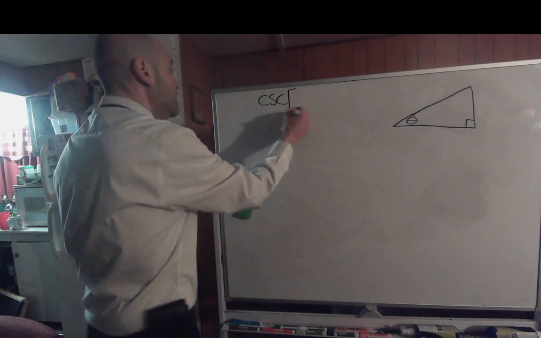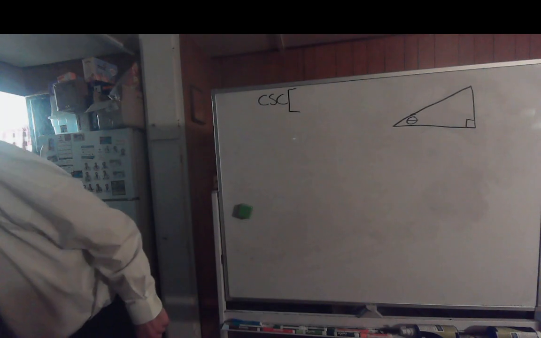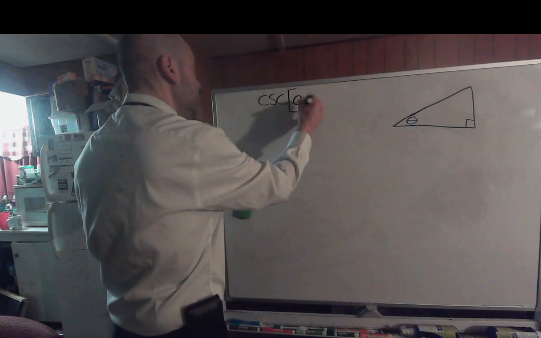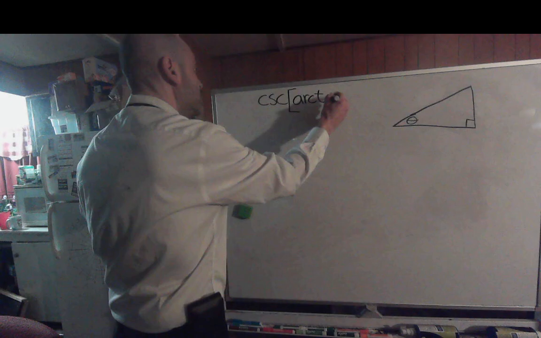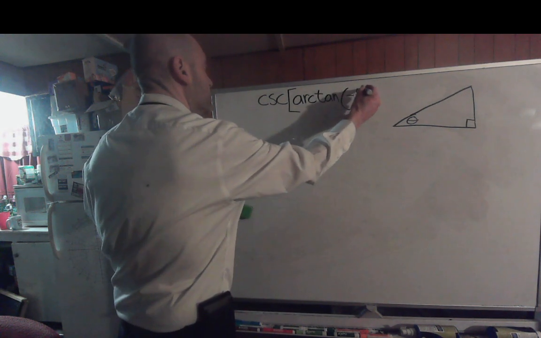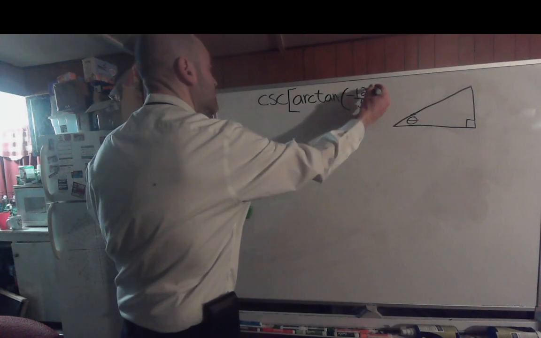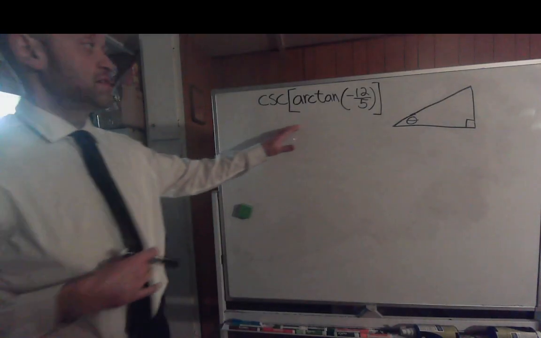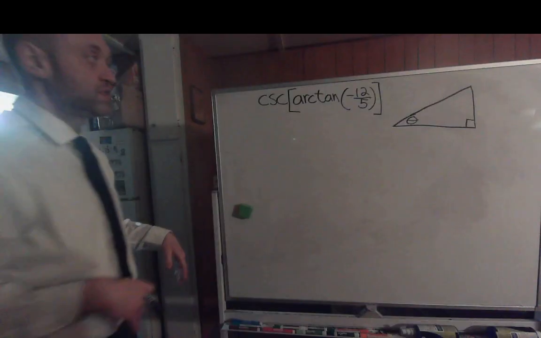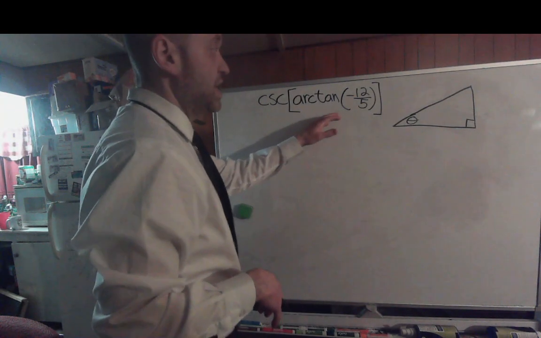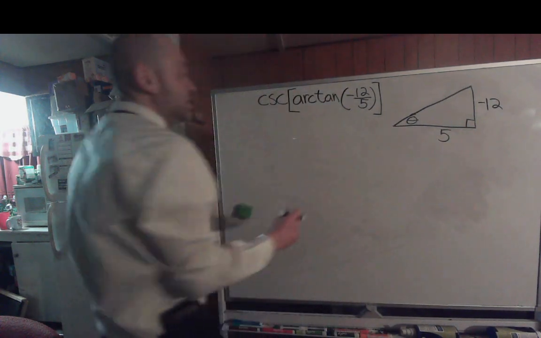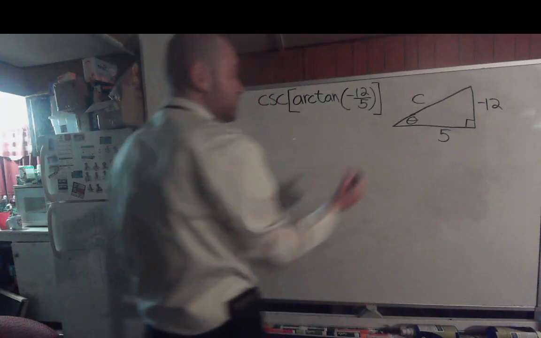Cosecant of the arctangent of negative 12/5. So we're going to evaluate the cosecant of the arctangent of negative 12/5. So what angle gives us a tangent of negative 12/5? So let's see, negative 12 over 5. So that means we need to find the hypotenuse side C.